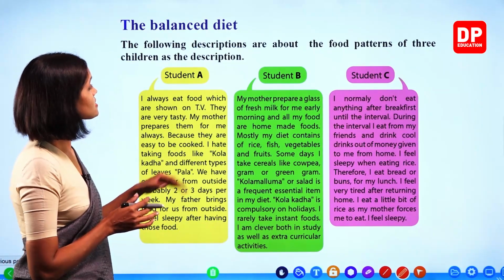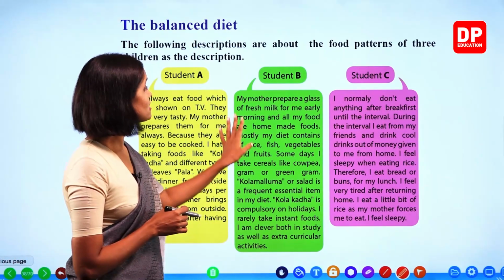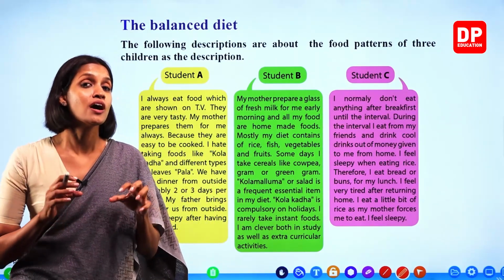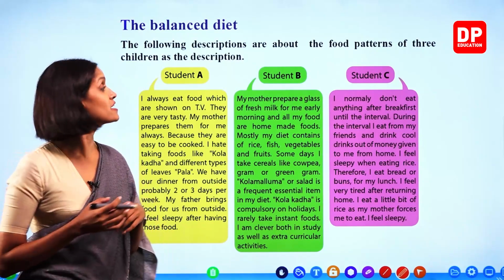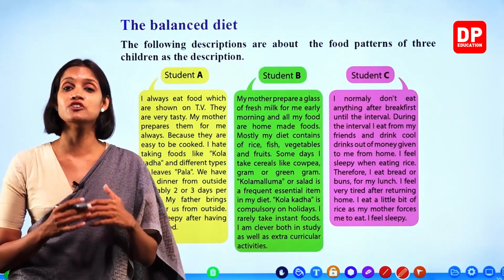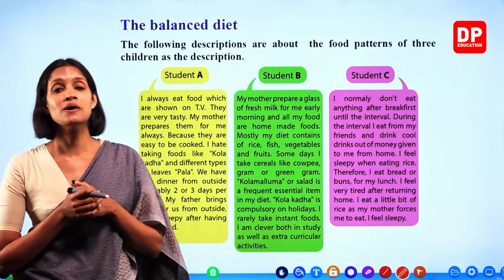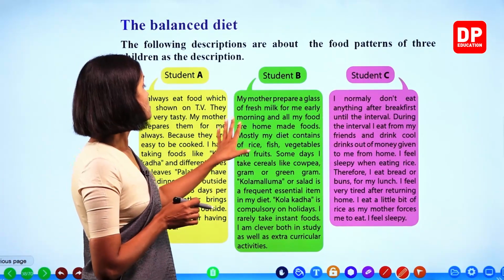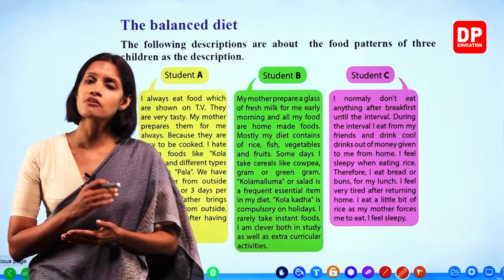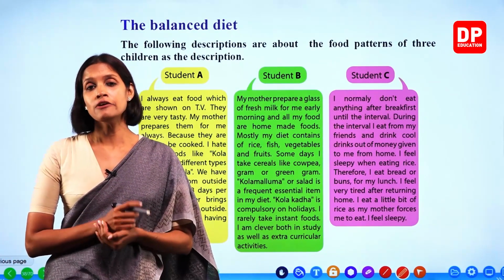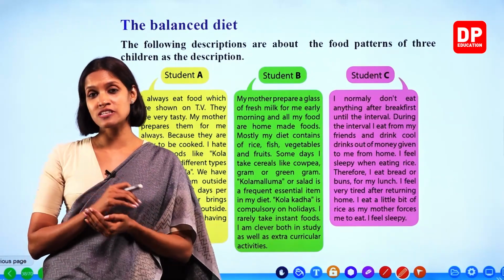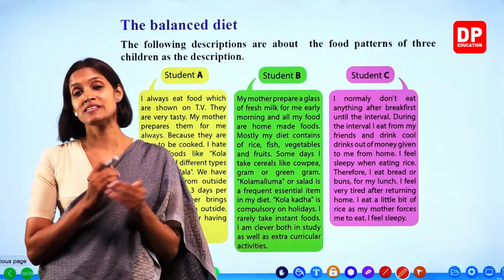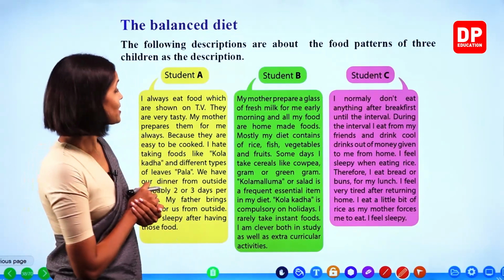Okay, let's discuss student B. My mother prepares a glass of fresh milk for me early morning. Now we all know how important taking these types of food items is. Now we know that fresh milk contains proteins, minerals, vitamins as well, right? And all my food is homemade food. The importance of homemade food is, children, we know that we don't add artificial substances, right? We know that our food is always clean because it is always homemade. Okay, children?